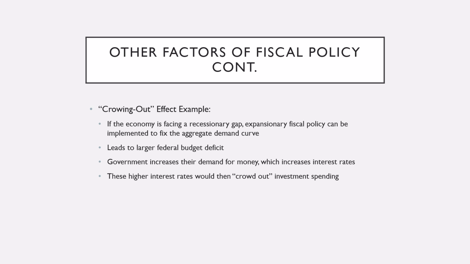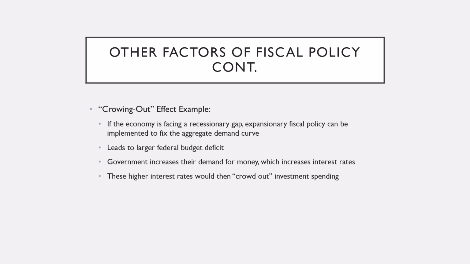Another factor of fiscal policy is what is known as the crowding out effect. An example of this would be a decline in real GDP, or a recessionary gap, where unemployment is rising, real GDP is down, and there's no pressure on the price level. If it's a recessionary gap, that means it's declining, so the government must implement expansionary fiscal policy in order to fix the aggregate demand curve, which means an increase in government spending and a reduction in taxes.